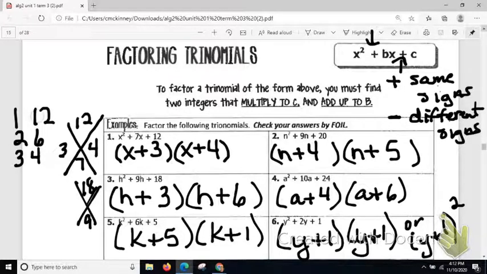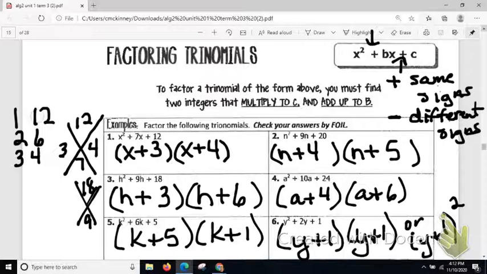Okay, so I hope that you paused me and took a chance to try to work those out yourself, because now they're magically there. So for number 4, I got a plus 4, a plus 6. And I can check that. 4 plus 6 gives me the 10. 4 times 6 gives me 24. For number 5, k plus 5 and k plus 1. It doesn't matter if you put the 5 in the first one or the 5 in the second one, but it is 5 and 1.